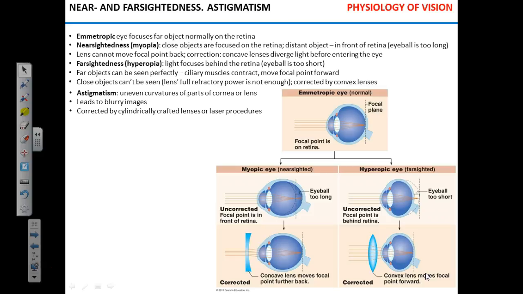And you can kind of figure it out because concave lenses move the focal point far, while convex lenses move the focal point closer. So if the eyeball is short, you need to move the focal point closer, so you have to use a convex lens. If the eyeball is too long, you need to move the focal point farther, you have to use a concave lens. Do I make sense right here? Good.